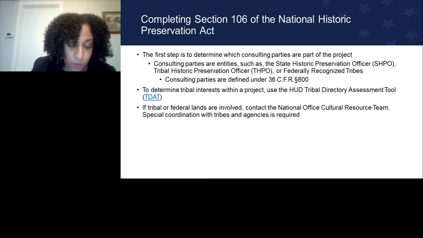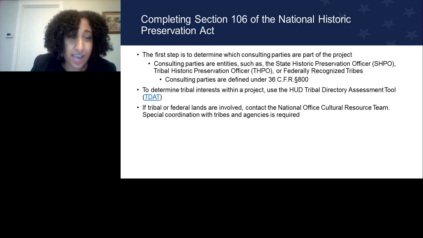To determine which THPOs you will reach out to, you will use the Tribal Directory Assessment Tool from HUD. Once you're in TDAT, you will identify the counties where the project will take place, and it will produce a list of tribes with interest in those counties. Their interest can be related to ancestral lands, previous migration, or reservation lands.